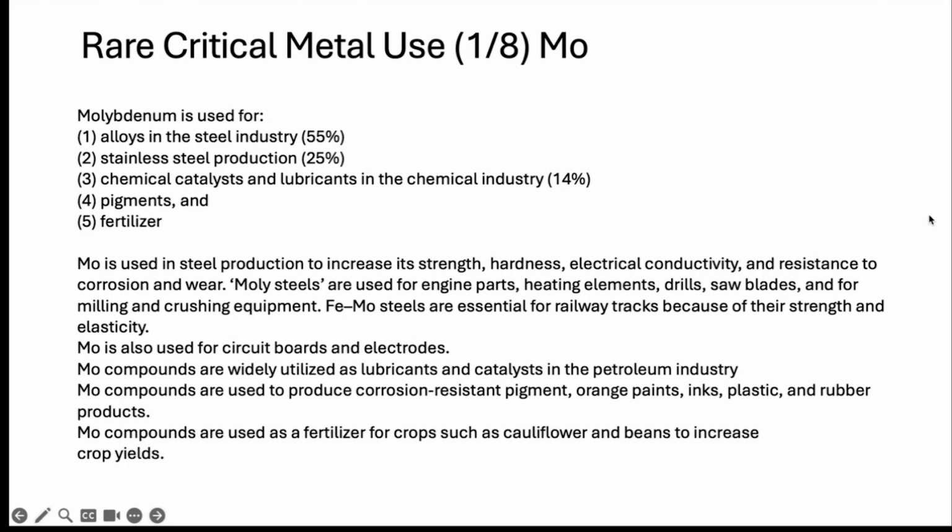So these are called moly steels: engine parts, heating elements, drills, saw blades. So iron moly steels are essential for railway tracks because of their strength and elasticity. It's used in circuit boards, lubricants and catalysts in the petroleum industry, corrosion-resistant pigments, and as fertilizer for some crops, including cauliflower and beans. Don't ask me why.